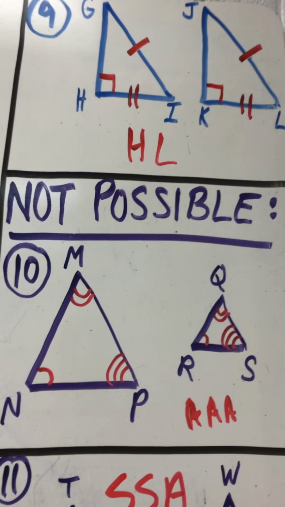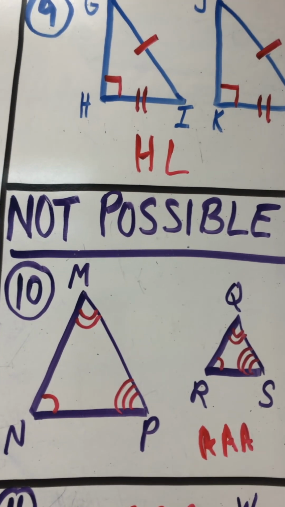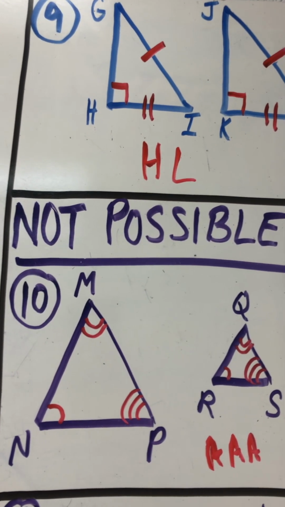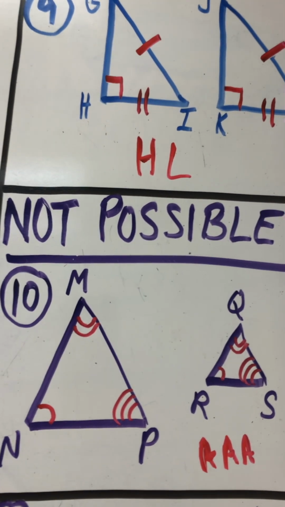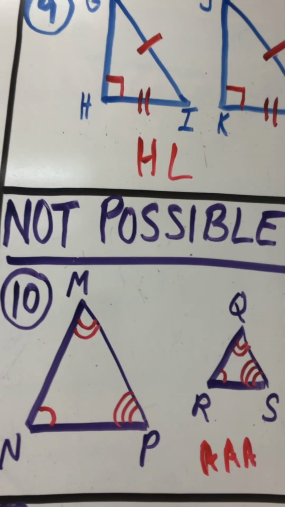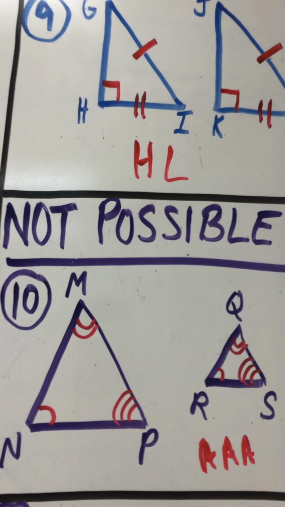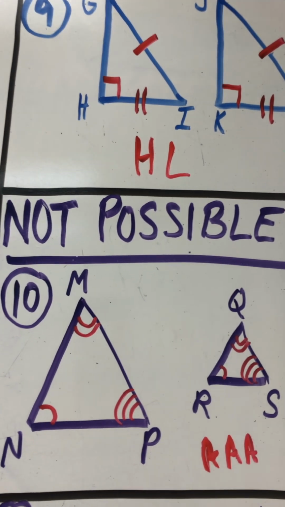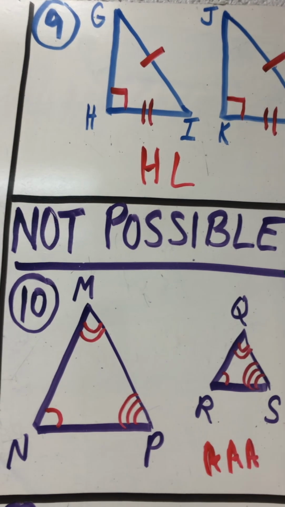Now, this, all right, notice you have three angles in one triangle congruent to three angles in another triangle. That's called angle, angle, angle, but the triangles are not congruent. So you need to select that the two triangles are not congruent because of angle, angle, angle.